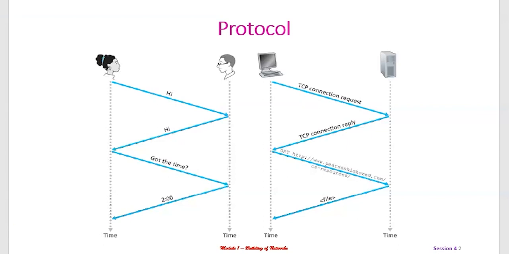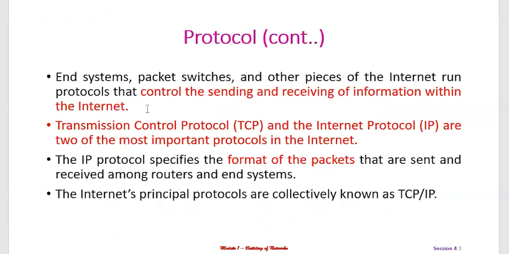Now, protocols: the end systems, packet switches, and other pieces of the internet run protocols. Why do they run protocols, or a set of rules? To have sending and receiving in a controlled way. It basically provides control for sending and receiving information within the internet.